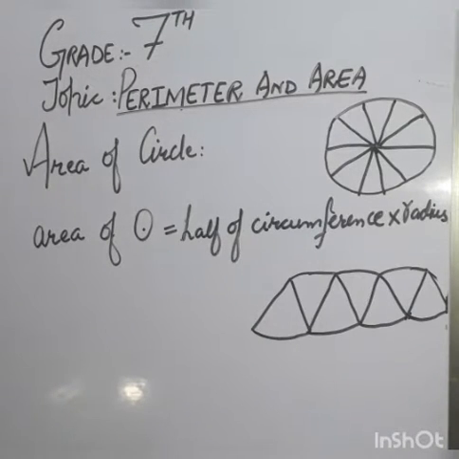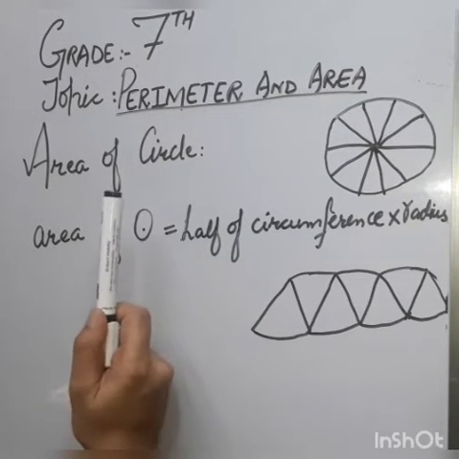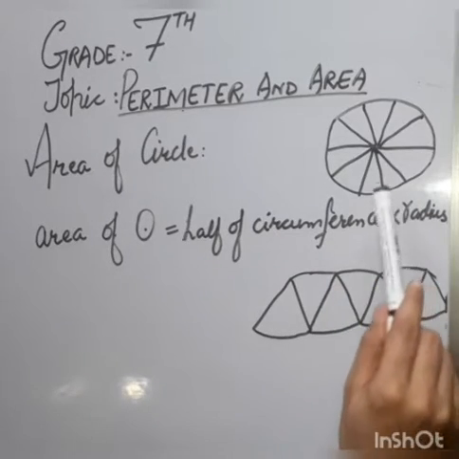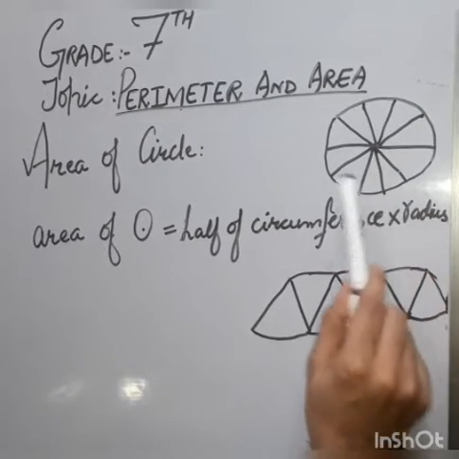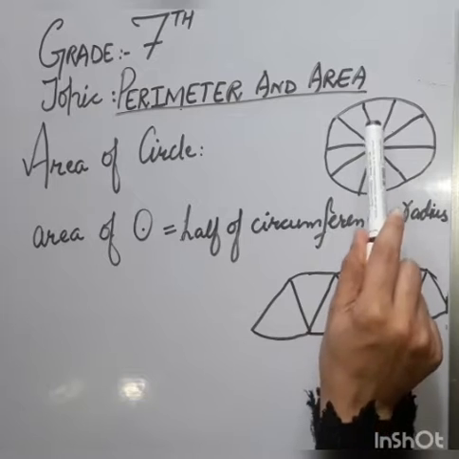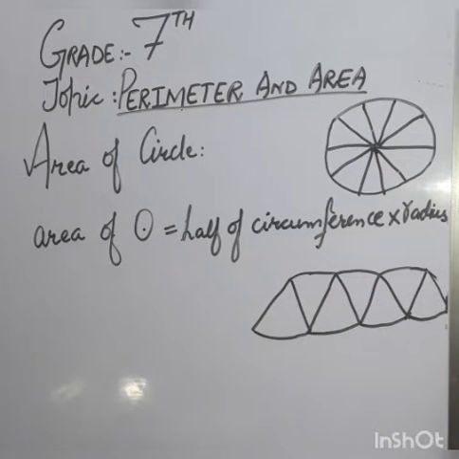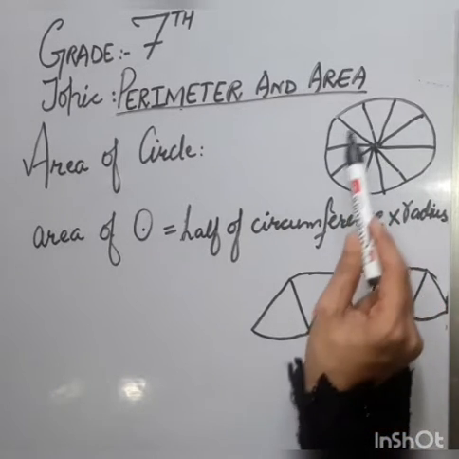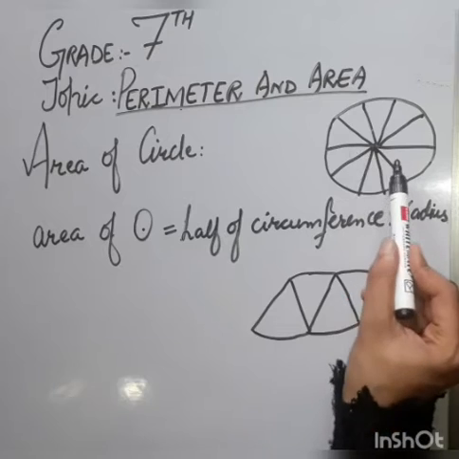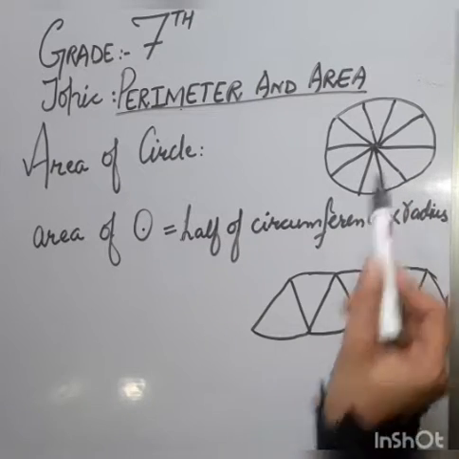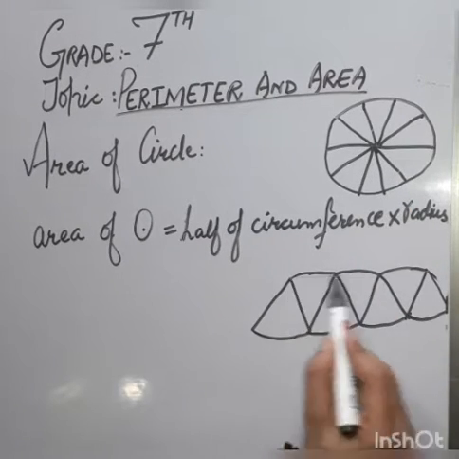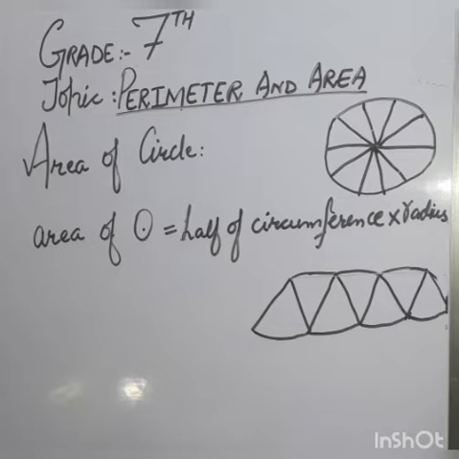Now students, let's learn about the area of a circle. Consider the circle. The circle has these small sectors. Now if we take each sector out and arrange these sectors like this, we'll get a type of rectangle. Clear? This is a circle and this circle has small sectors, and if we take each sector out and arrange these sectors like this, we'll get a type of parallelogram or a type of rectangle, we can say.